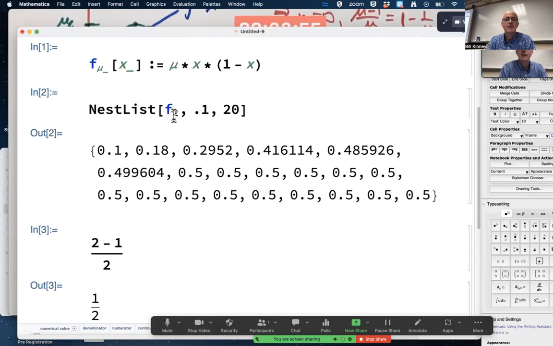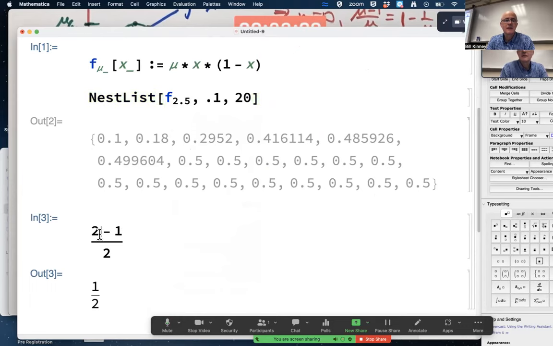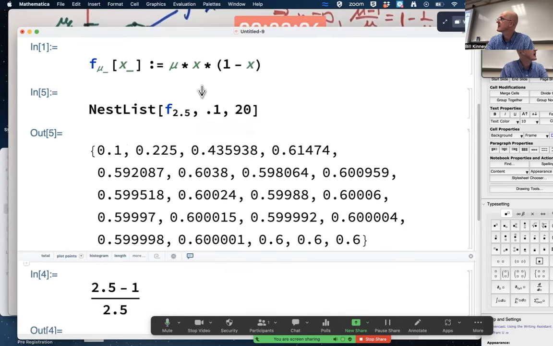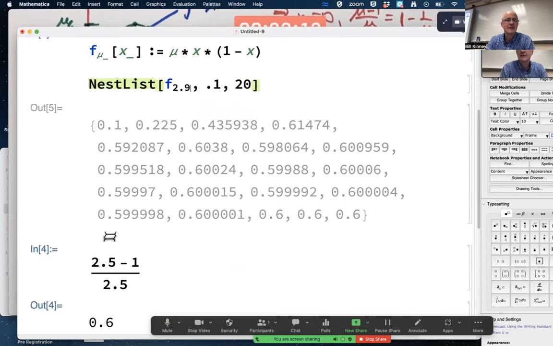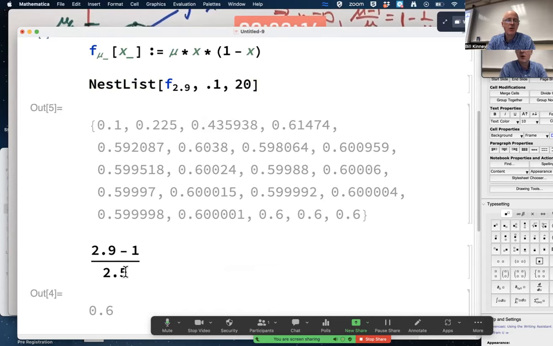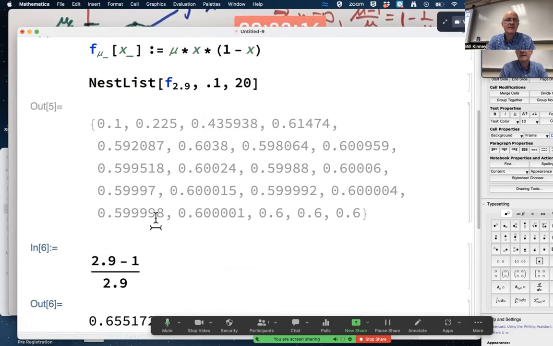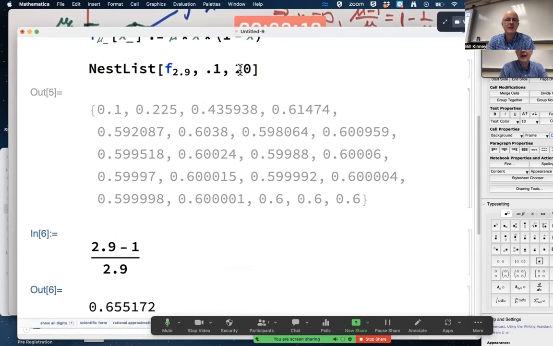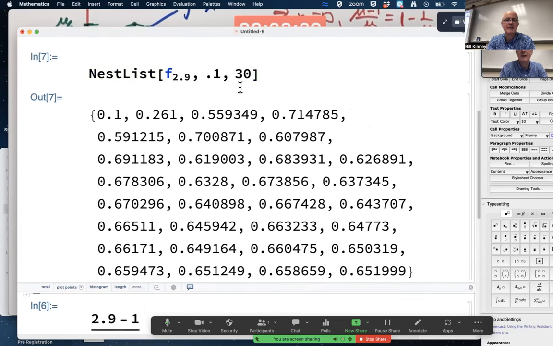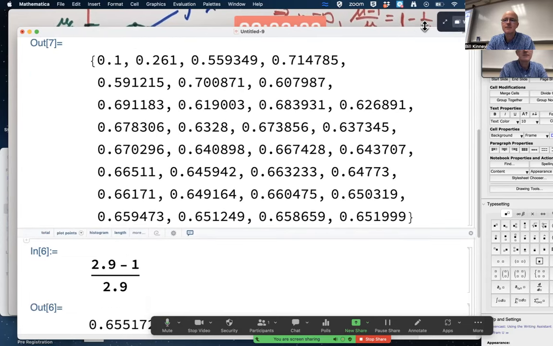If mu is 2.5, then mu minus 1 over mu is going to be 0.6. 0.6 is an attracting fixed point. If mu is 2.9, then mu minus 1 over mu is 0.655172. That should be an attracting fixed point, though it may take longer to reach it, so to speak.